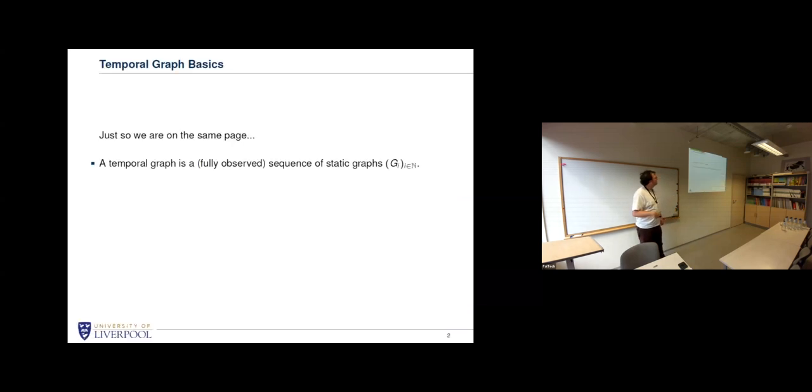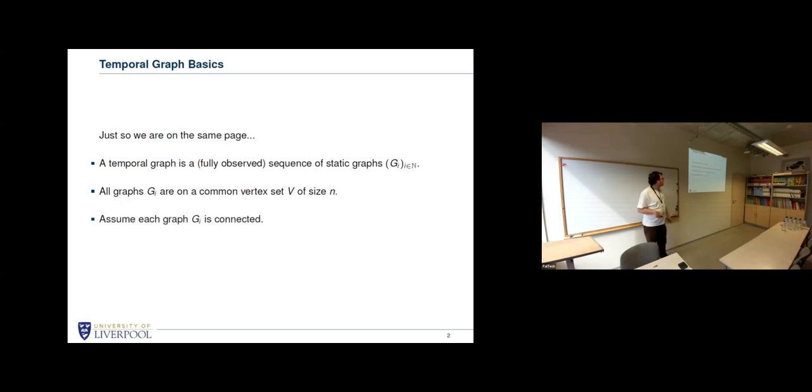Just to make sure we're all on the same page, speaking about temporal graphs. Think of a temporal graph as a fully observed sequence of static graphs, so we can see the full sequence. All graphs are going to be on a common vertex set, which we're going to say has size n. This is not a common assumption in temporal graphs generally, but for the problems we're going to consider, each time step, each snapshot, is going to be a connected graph.